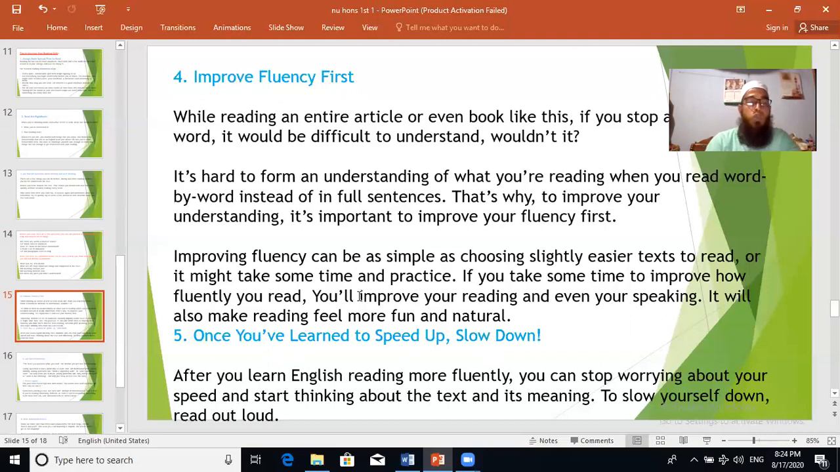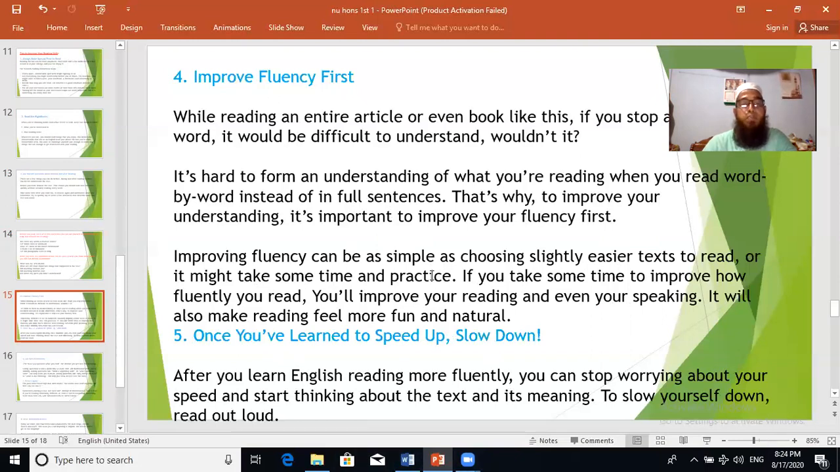If you want to improve your fluency, how do you have to start? You have to start with a slightly easier text, an easier book, so that you can easily understand. You find interest to read it. So you have to start with easier texts at the beginning, and later on you will go one step further. It might take some time and practice.